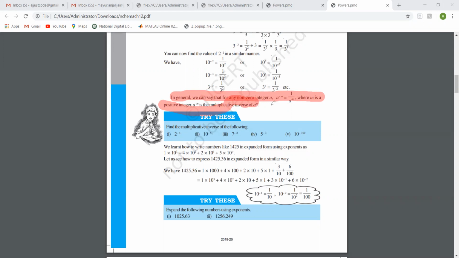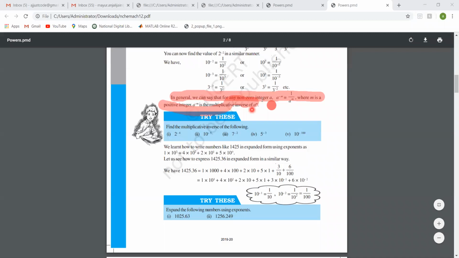So from here you are getting one important note: a raised to the power minus m is the multiplicative inverse of a raised to the power m. And we can write a raised to the power minus m as 1 upon a raised to the power m. Okay, from here you get this note.